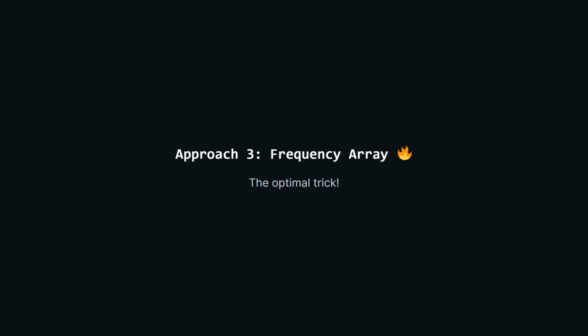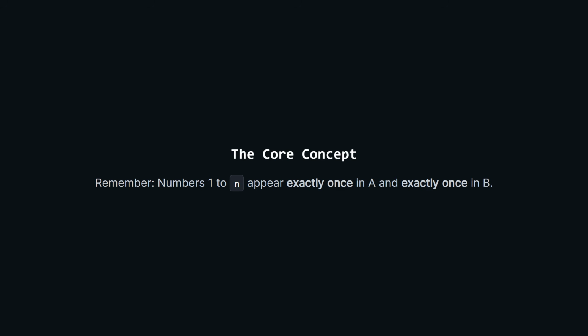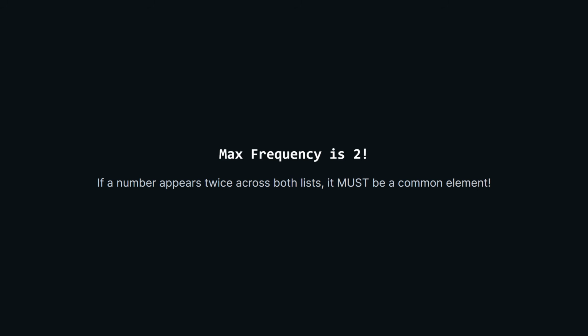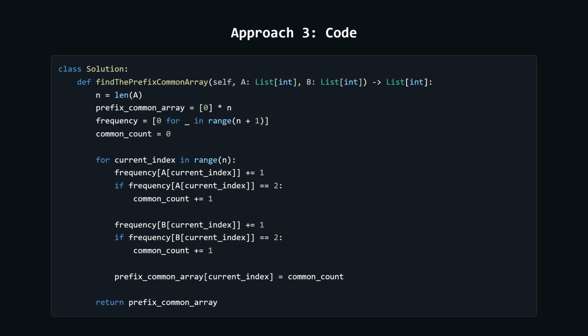This brings us to the third and most optimal approach, using a single frequency array. The big trick here relies on that rule from the start. Every number appears exactly once in the first list, and exactly once in the second list. Because of that rule, if we count how many times we've seen a specific number overall, the moment that count hits exactly 2, we know for a fact we found a match. Here is the full code for this single pass method.